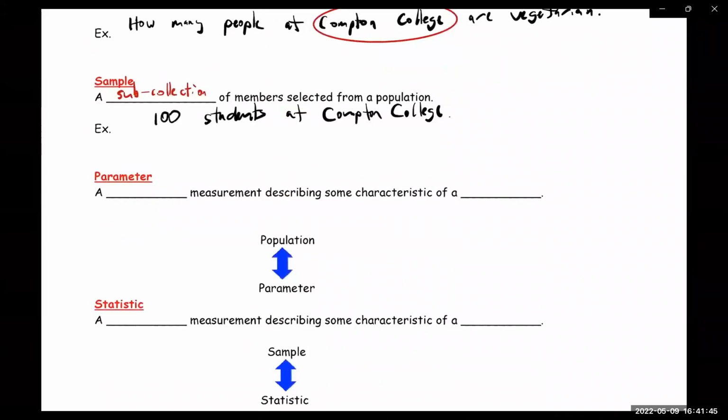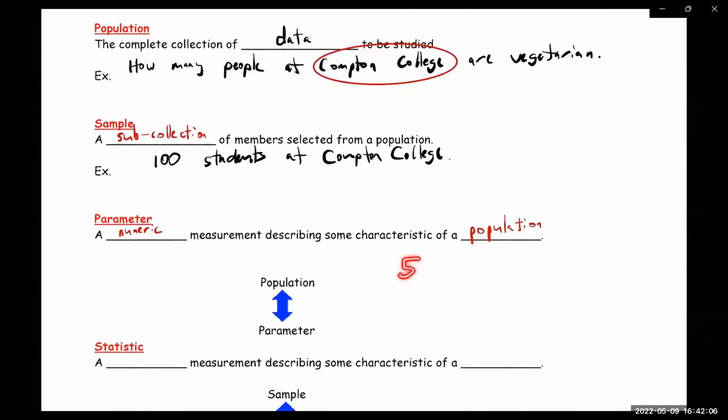A parameter is a numeric measurement describing some characteristic of a population. All right, so maybe it turns out that, let's say, 5% of all Compton College students are vegetarian. That would be called a parameter because it's a numeric measurement that describes the population. So that's just an example.